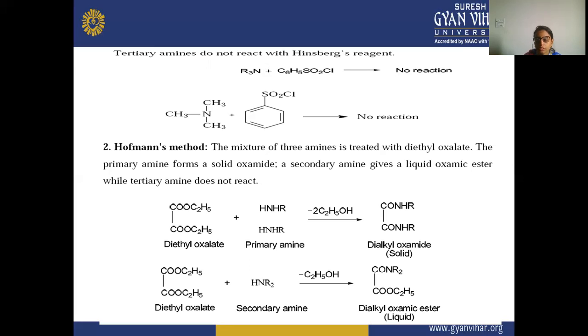We are distinguishing these three amines, and here, if the sample is given in the lab, you have to distinguish in this sample what is your primary amine, what is your secondary amine, and what is your tertiary amine. So from this Hinsberg reagent, we are going to separate all three amines.